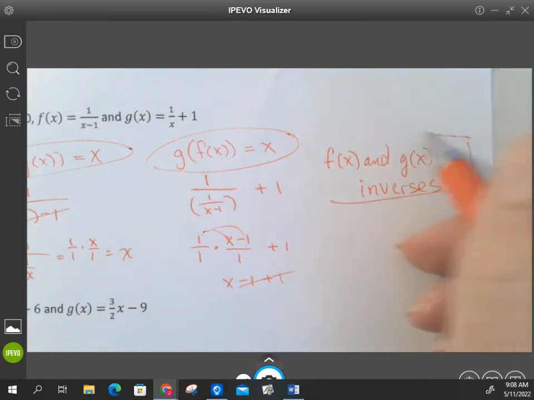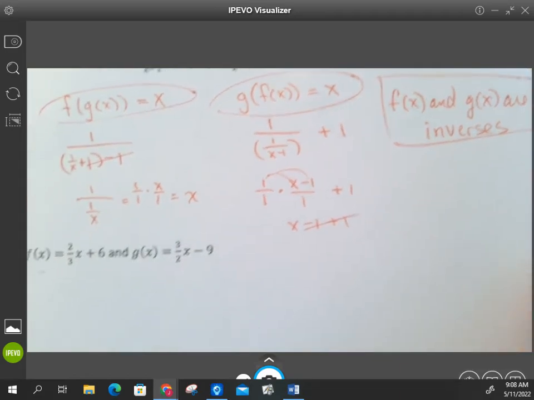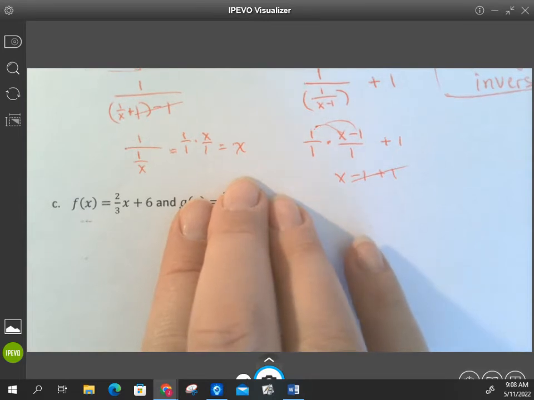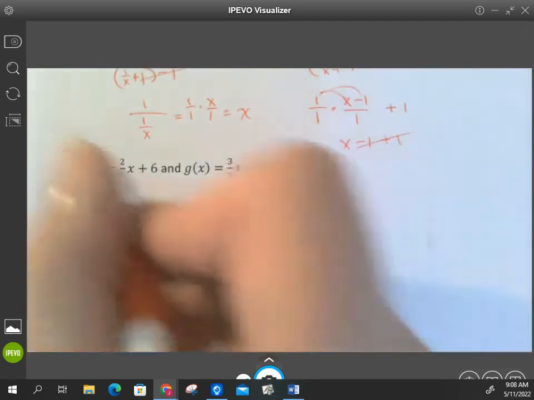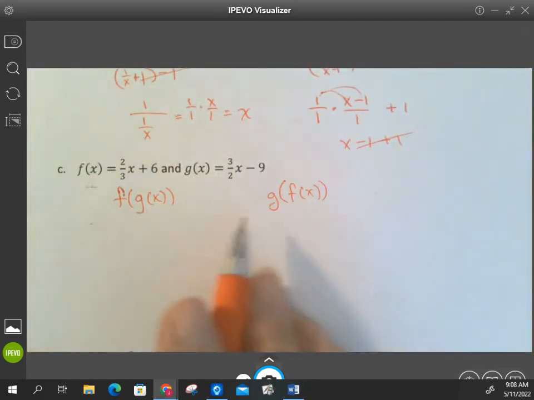So yep, they are inverses, and I've proven it. All right, so that is what you're looking for every time. So if I said, here's f of x, find me the inverse, that's when you flip x and y. But if I'm asking you to prove they're inverses, f of g of x, g of f of x. So I'm going to do both of these.